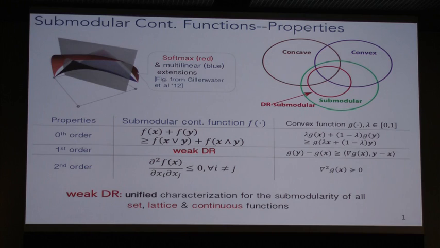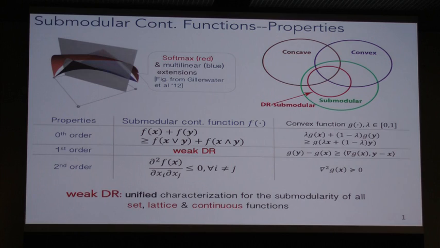So the zeroth-order property gives the definition. It says, for any two vectors x and y, f(x) plus f(y) is greater than or equal to f(x join y) plus f(x meet y). So x join y is simply the coordinate-wise maximum of the two vectors, and x meet y is the coordinate-wise minimum. It can be easily proved that it is equivalent to the second order condition, which says all of the off-diagonal entries of the Hessian matrix are non-positive.